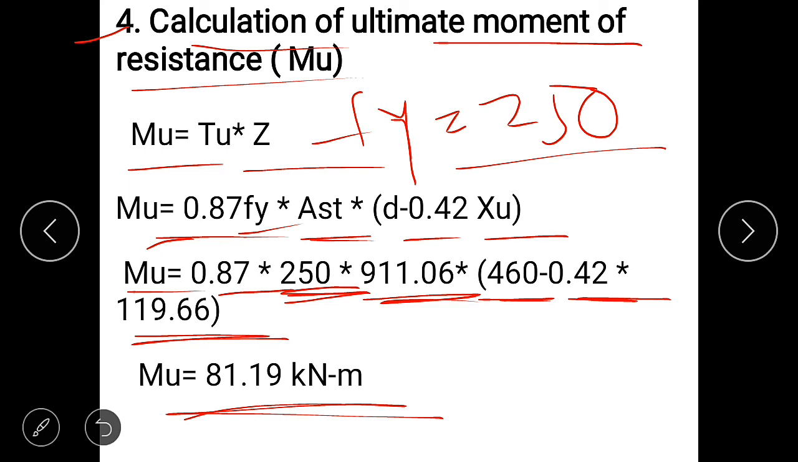In today's lecture we solved some numerical examples of singly reinforced beams using the limit state method, and we solved example type 1 to calculate the moment of resistance.